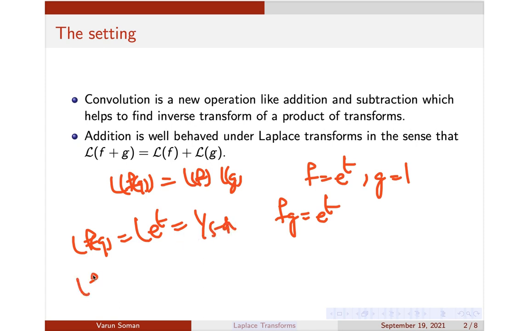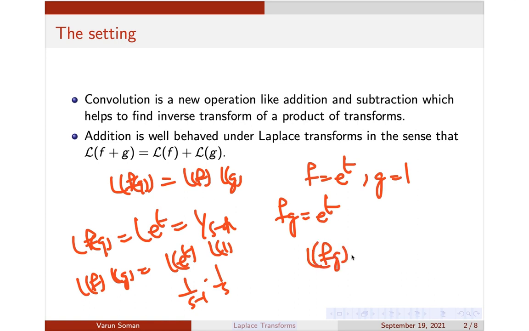And what is your L of f into L of g? Your L of f is L of e raised to t, and your L of g is L of 1. So it is simply 1 by s minus 1 into 1 by s. So we can see that generally L of f into g is not equal to L of f into L of g. Okay, so they can ask you a counter example.